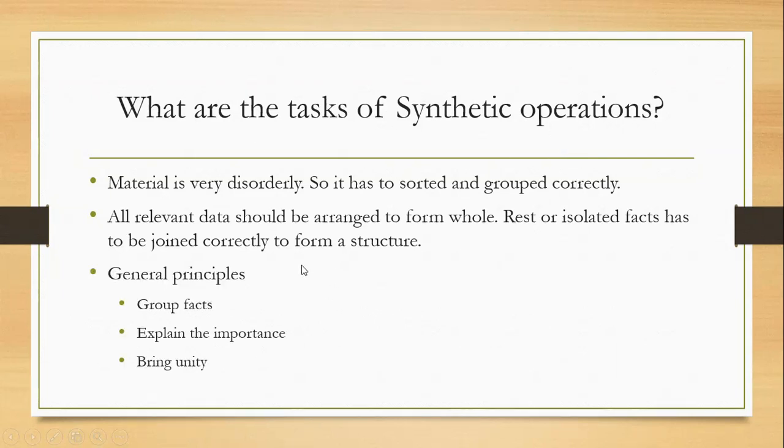So, what are the general principles of synthetic operations? You have to group the facts, you have to explain each fact's importance, and you have to try to make it into a story or a narrative so that it adds meaning. You can't randomly add all of Aurangzeb for your research. If your story is about Aurangzeb's relationship with Marathas, you'll only take the facts which are necessary for your research. Okay, so you won't be taking random or isolated facts which have nothing to do with Marathas. Okay, so you have to bring unity in whatever narrative you are writing.